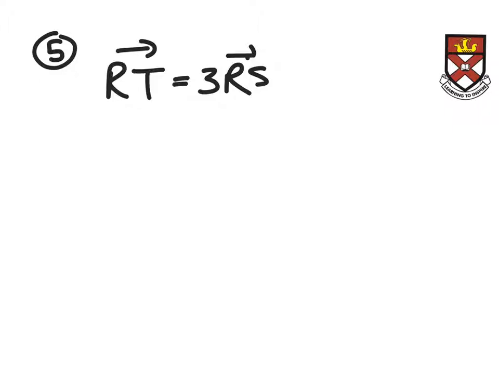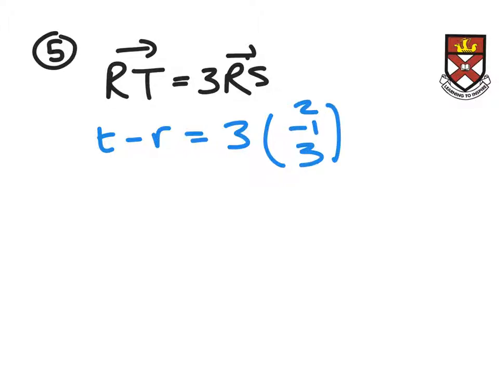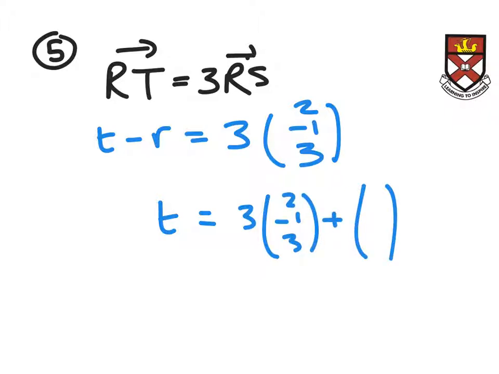Question 5, we are to work out the coordinates of t using the equation we're given there. So writing it as little t minus little r equals 3 times. Now again, the question tells us what r to s is. It's 2, negative 1, 3. If I take little r over, I've got 3 lots of 2, negative 1, 3 plus whatever r is. Question tells us that. And then we can just write our answer as a set of coordinates.